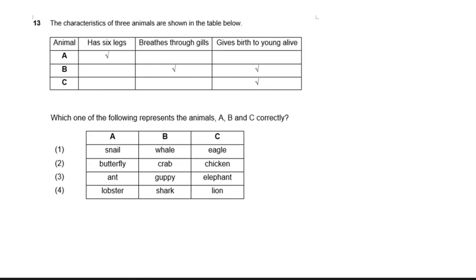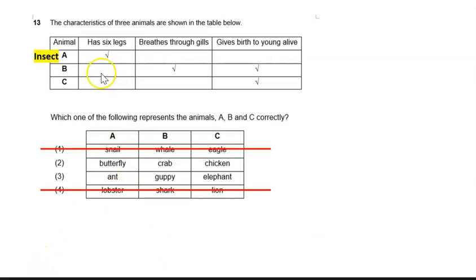In this question, we need to find out what are animals A, B, and C. Let's look at A. A has 6 legs. This means that it must be an insect. Since we know A is an insect, option 1 and option 4 are eliminated because snail and lobster are not insects.